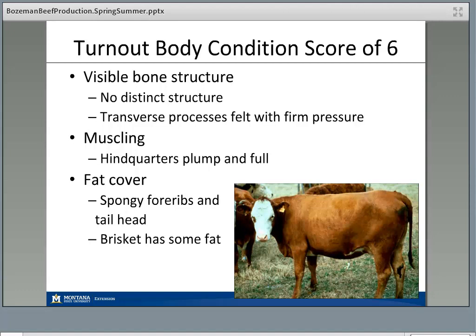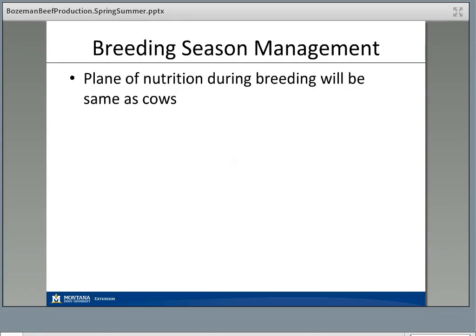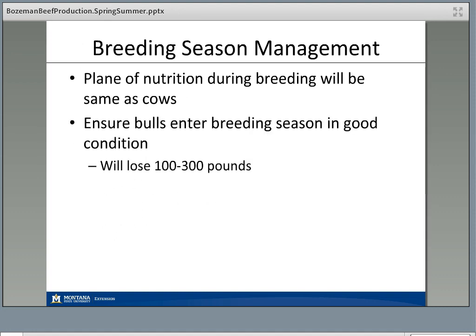During the breeding season, obviously, the nutrition of your herd bulls is going to be the same as what the cows are experiencing. So it's important to ensure those bulls enter breeding season in good condition, because if they're doing their job, they should lose between 100 and 300 pounds during the breeding season. You're going to want to monitor those bulls frequently for injury and the like to make sure they stay in good shape throughout, and get those bulls out of there if they're hurt.